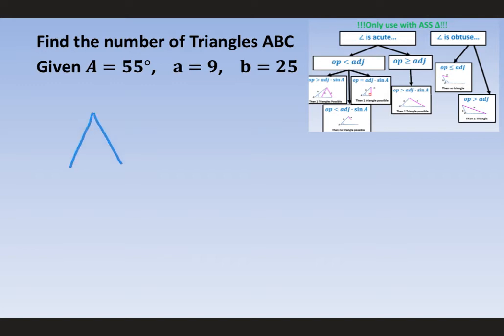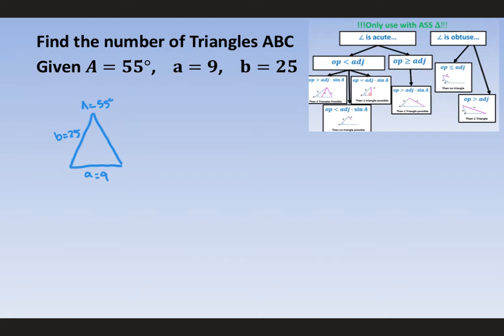We don't know how many triangles there are yet, so we'll just draw one. Big A equals 55 degrees, little a equals 9, and little b equals 25. All right, and then we'll work our way through our flow chart over here.